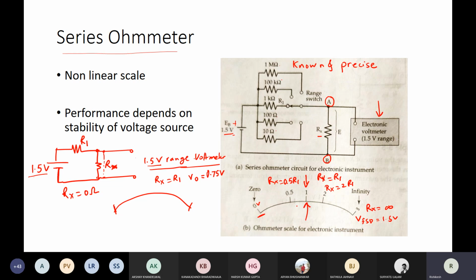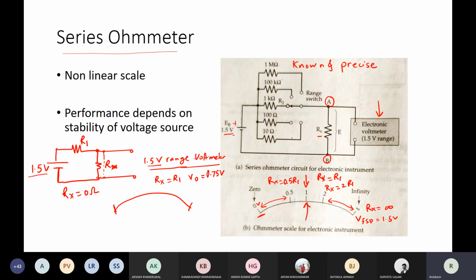So as you go away from the center position, you will see that the scale is getting cramped. Like you see, in this range, all the values are cramped, and in this range, all the higher values are cramped. Right? So only in this range you see that it is slightly linear. Otherwise, it becomes highly nonlinear at both ends of the meter. Right? So one has to choose the R1 properly with some a priori knowledge about Rx.